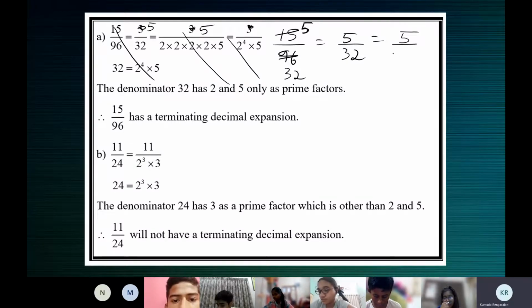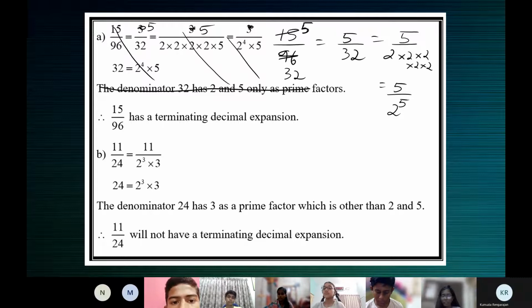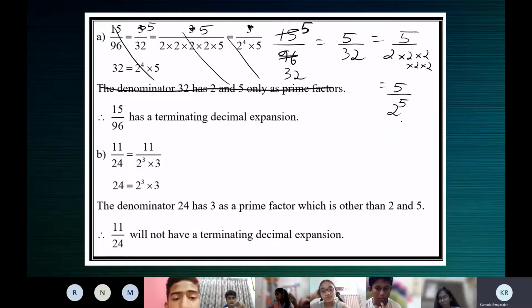First, write the rational number in the simplest form. We are done at 5 by 32. Now take the denominator, 32. We know 32 is 2 into 2 into 2 into 2 into 2, which means 2 to the power 5. So the denominator has only 2 as a prime factor. So the given rational number has a terminating decimal expansion. The prime factors of the denominator can be 2, 5 or both 2 and 5.